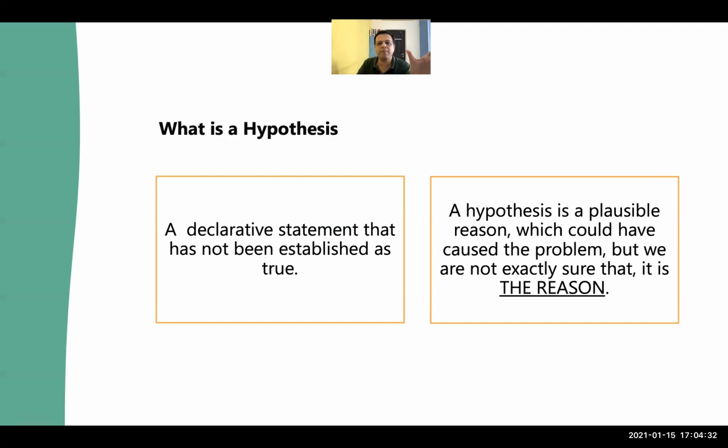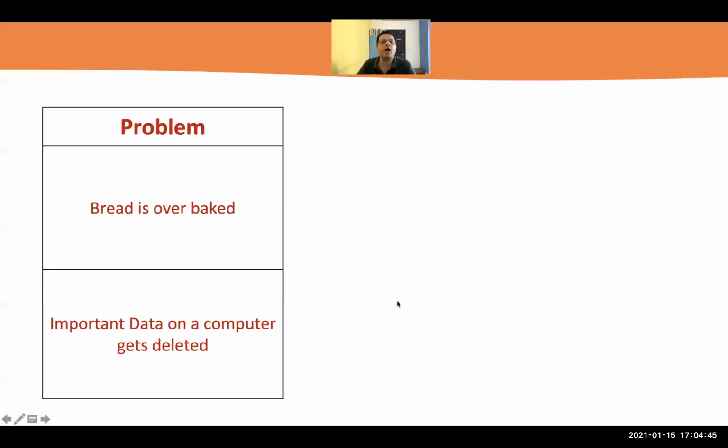A statement is being made. It could be a possible reason for that particular problem, but we are not exactly sure that is the cause. So we need to test the hypothesis. That is why it is called hypothesis testing. Let's take a simple example.